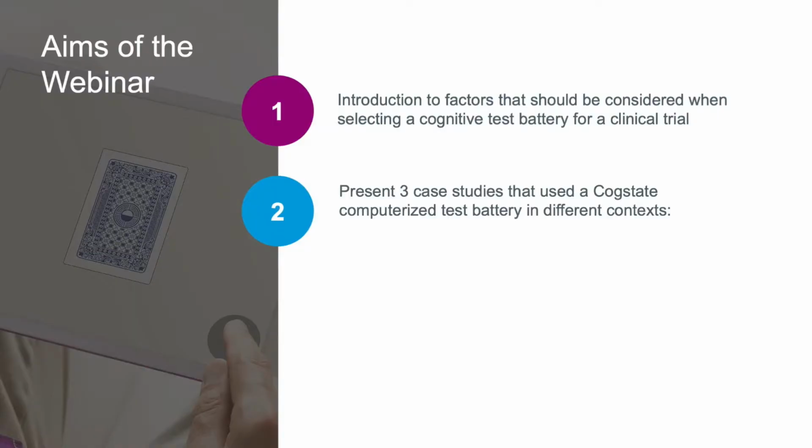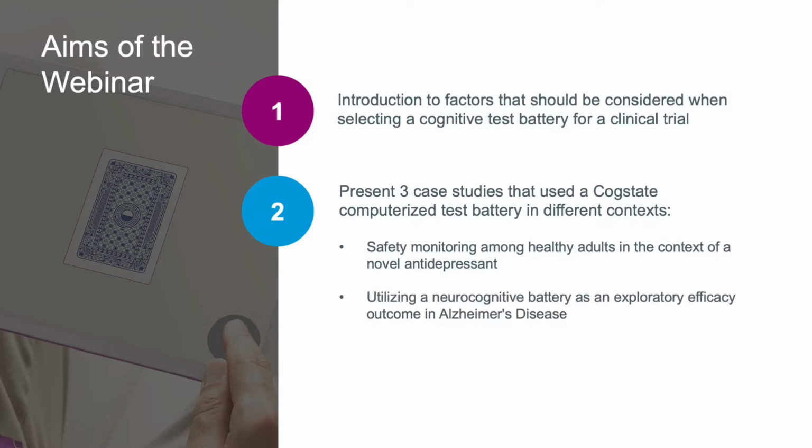Following this, I'll present 3 case study publications that were recently published on the Cogstate computerized test battery being used in several different contexts. Firstly, we'll have a look at a study that used a safety monitoring battery administered to healthy adults in context of a novel antidepressant being administered. In the second study, we'll have a look at an Alzheimer's disease study that used a large neurocognitive test battery as an exploratory efficacy endpoint. And then finally, we'll discuss a schizophrenia study which also looked at efficacy using a set of test studies often used in the context of schizophrenia.